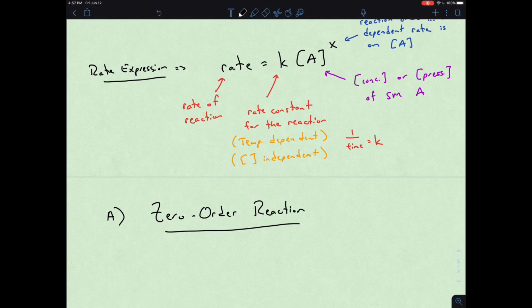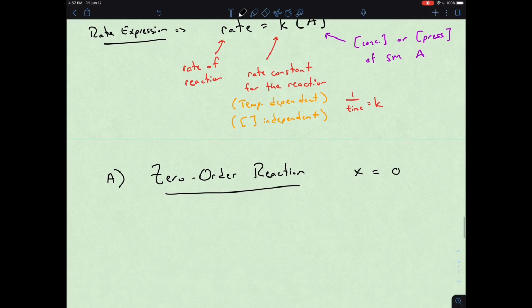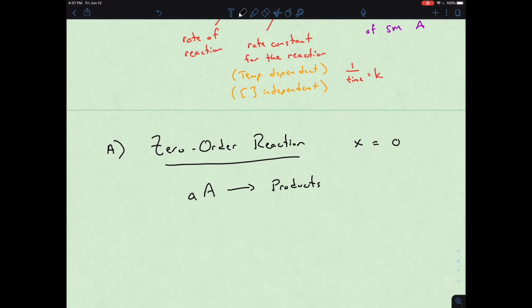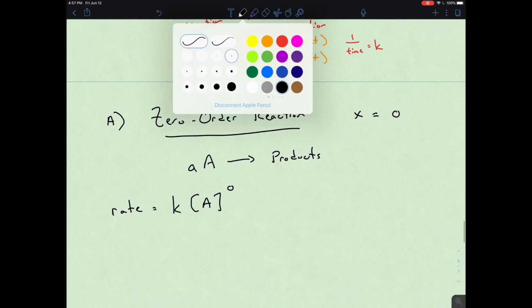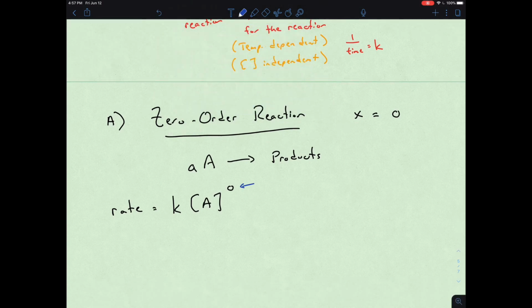reaction. That means that our X value is going to be 0. And if we're looking at our general reaction like we have above, that means that the rate of the reaction would equal little k times A to now the 0 power, right? And so there is our reaction order, and this is a 0 order process.